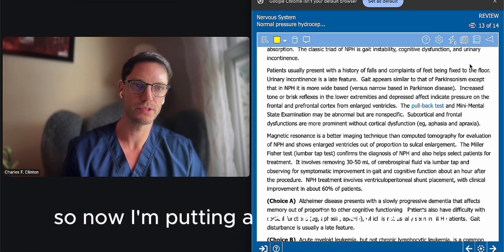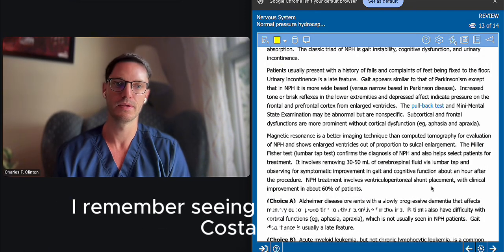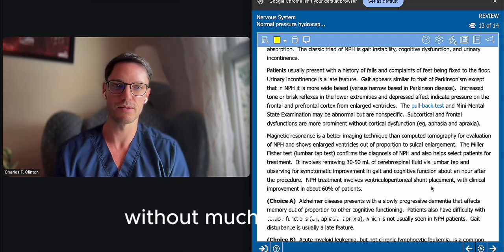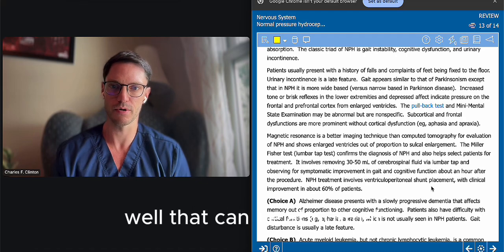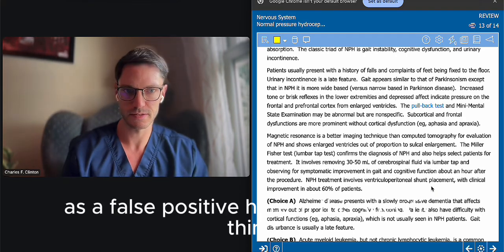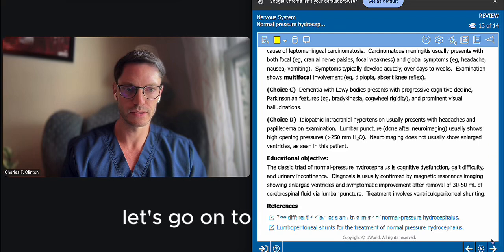Okay, so now I'm putting a name to something I remember seeing neurologists in Costa Rica do, often without much explanation. They would just get behind the patient, pull them, and see this. So that's nice to know. Well, that can be abnormal as a false positive here in this specific thing. And that's it for this one. Let's go on to the next one.